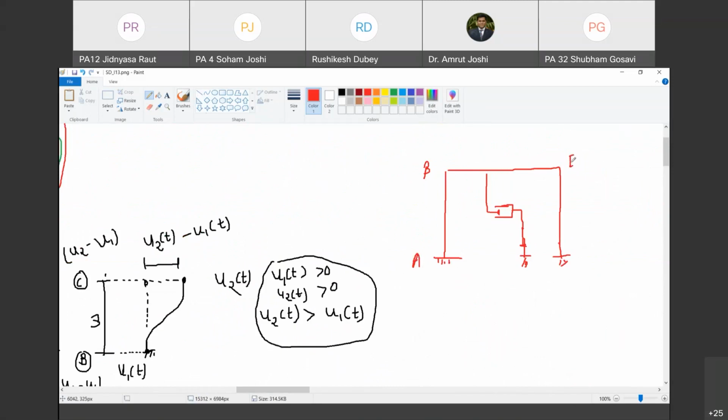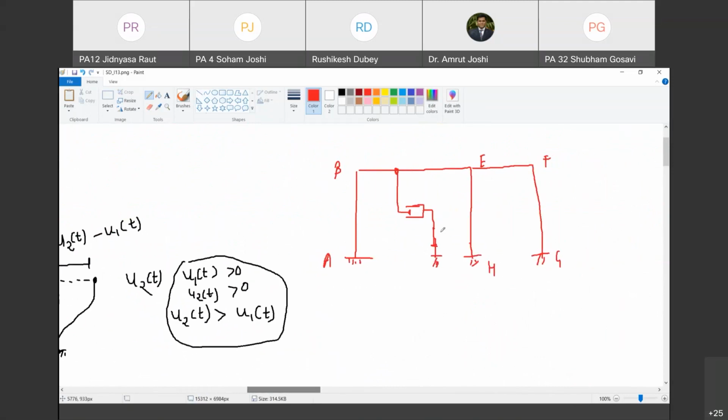This is EH. And of course you have FG. Happy? Yes, sir. FG. Now, at time instant t, this must have been displaced. ये ऐसे पूरा displaced हुआ होगा. Are you with me? Yes, sir. Each of these columns, they have displaced by some amount.